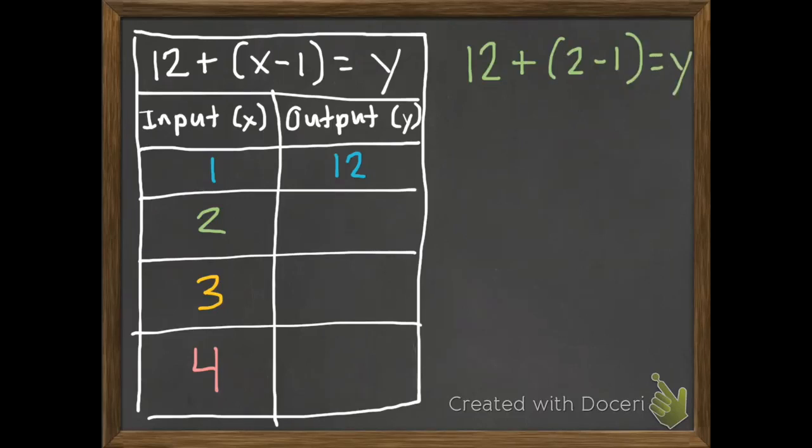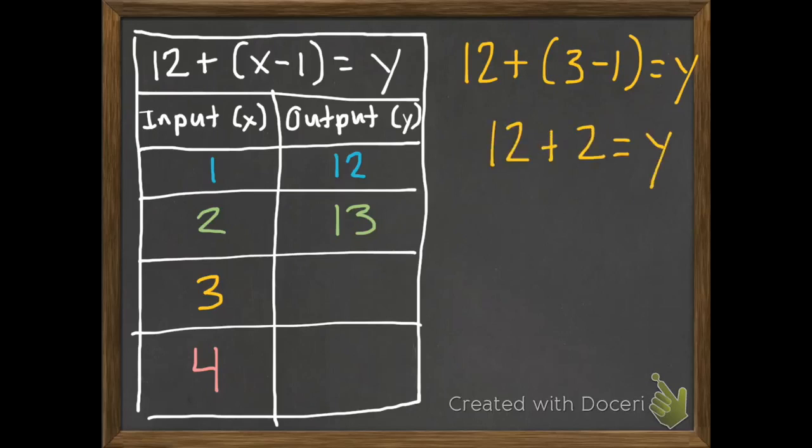Okay, so we do our parentheses first. 2 subtract 1 is 1. Then we have 12 plus 1 equals y. 12 plus 1 is 13, so we put 13 into our output. Next we put in our 3 for x. So 12 plus 3 subtract 1. 3 subtract 1 is 2. So we get 12 plus 2 equals y. And 12 plus 2 is 14. So y equals 14.